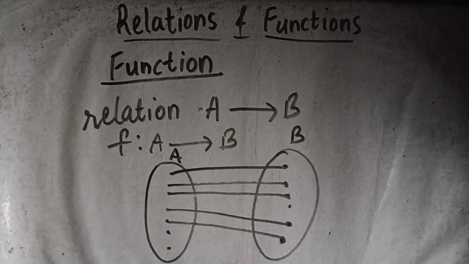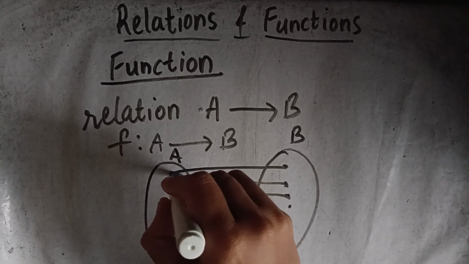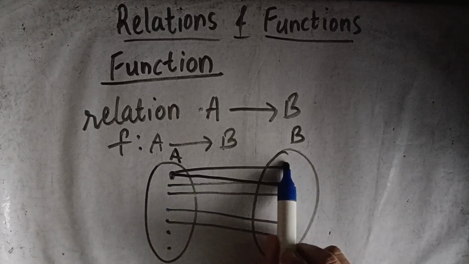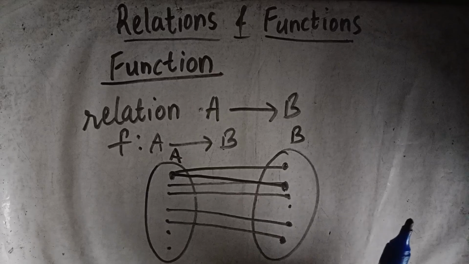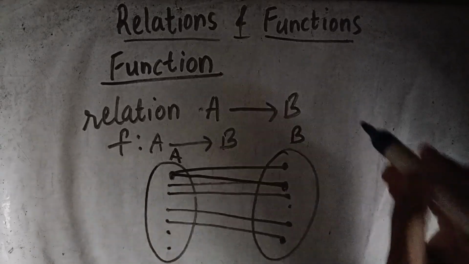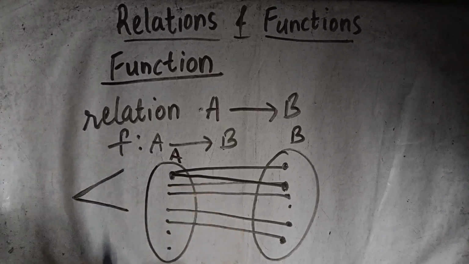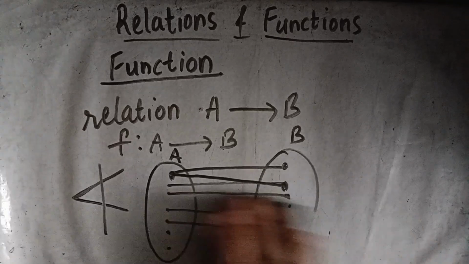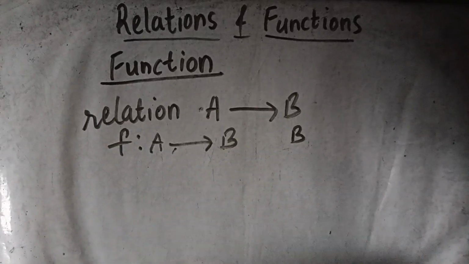So if you have an element in A which has two images, say this element has two images, this one and this one, so this now is not a function. If you get a diagram like this, then this is not a function. So only one image should be there.